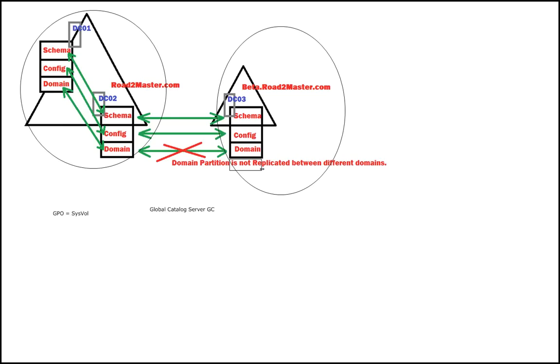This needs to be replicated to all the DC01, DC02, and DC03. So in earlier days, we used to have something called NTFRS, NT File Replication Service, to do the replication. But this NTFRS was not that reliable. Sometimes we used to have trouble in the replication.